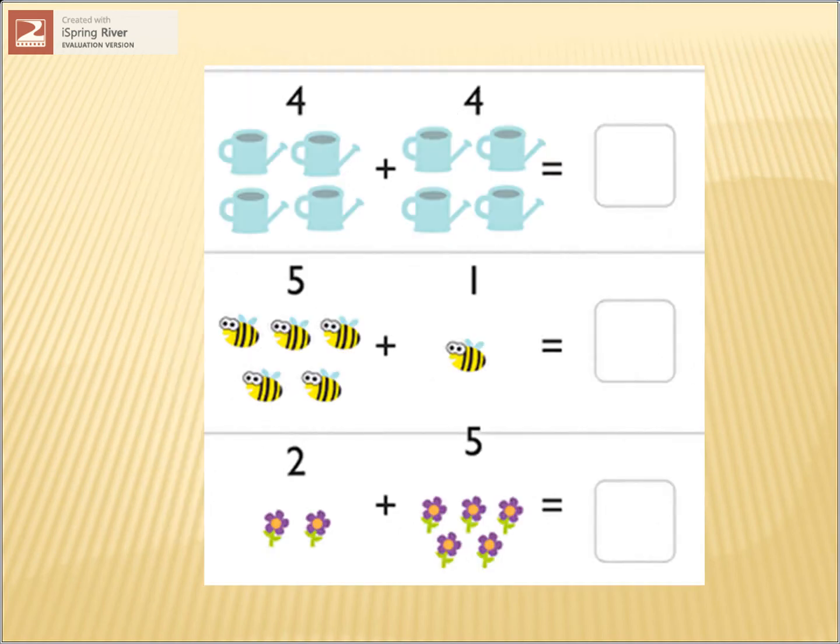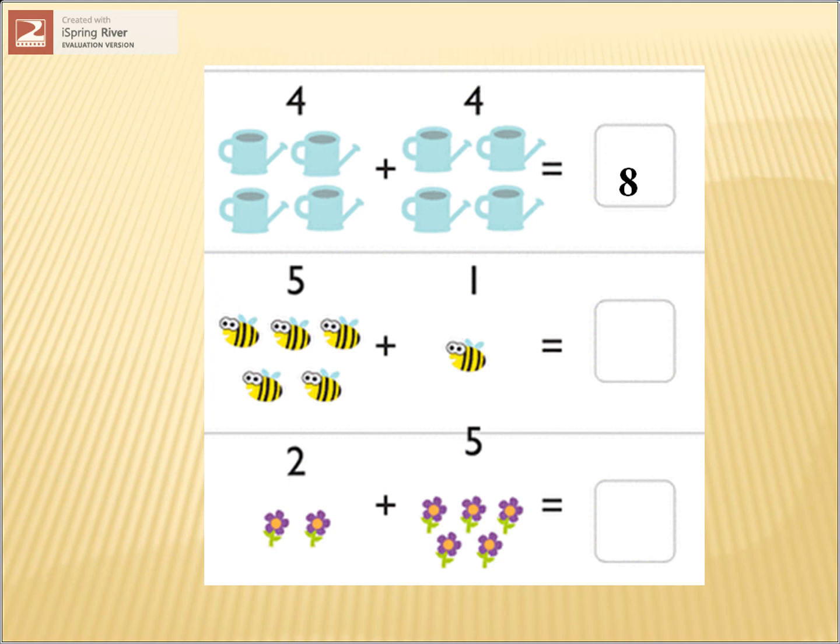Over here we have 1, 2, 3, 4 cups. In the next picture 1, 2, 3, 4. Now let us count all together. 1, 2, 3, 4, 5, 6, 7, 8. The answer is 8.